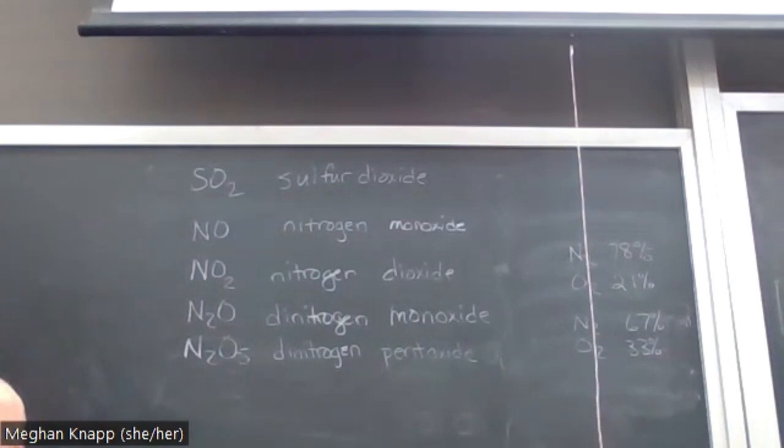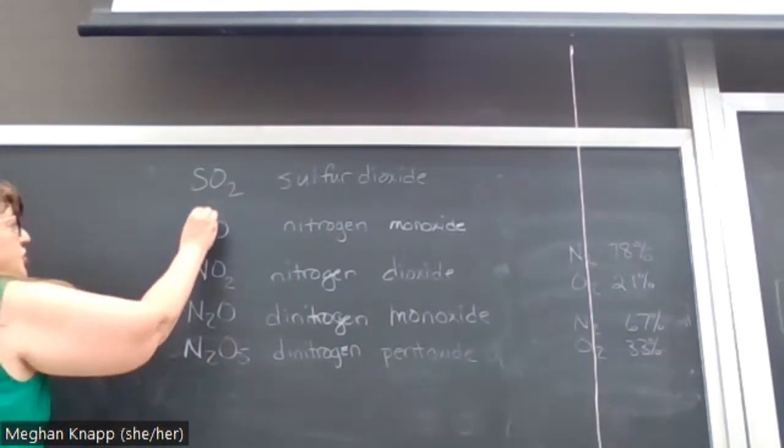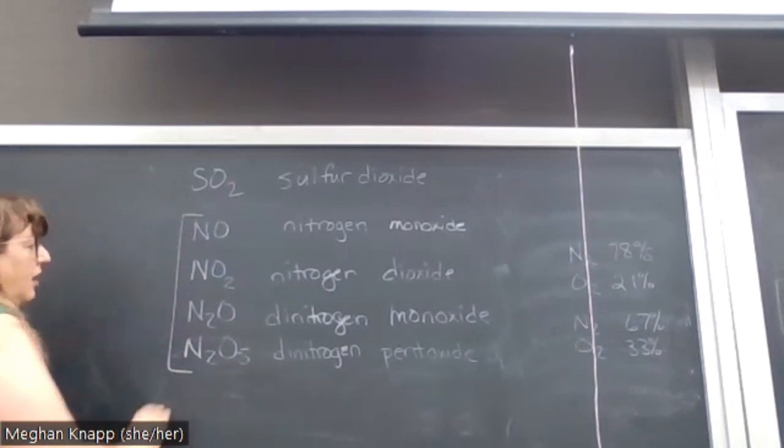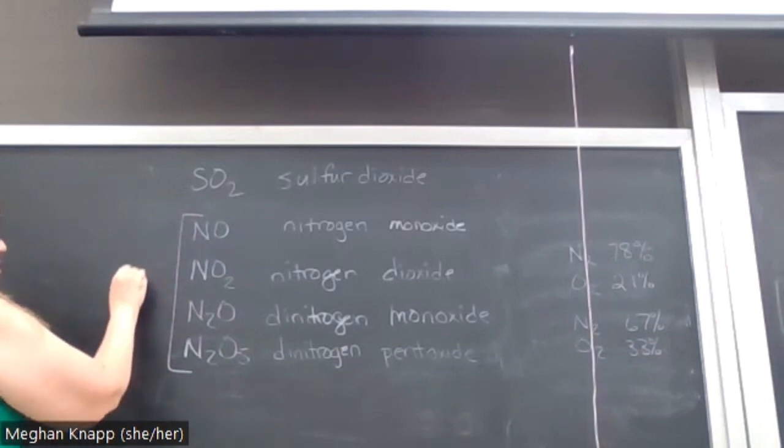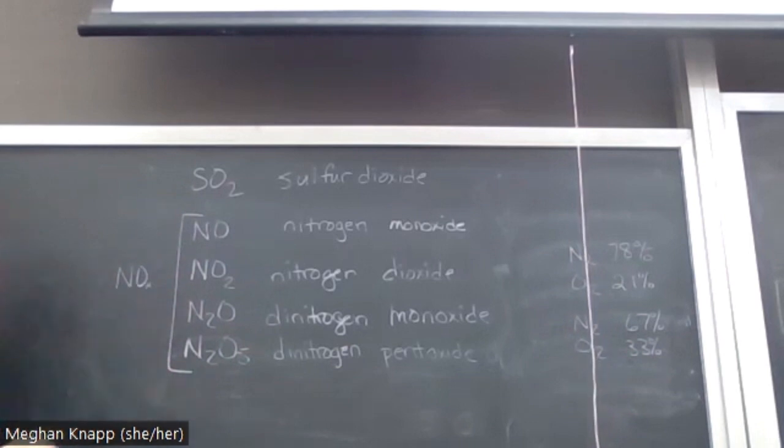So I usually say pentaoxide, but technically you're supposed to drop the A. So collectively, because all of these can be made with the nitrogen and oxygen in the air, collectively these are known as NOx. Okay, so when we start talking about pollutants, we'll talk about those as NOx.